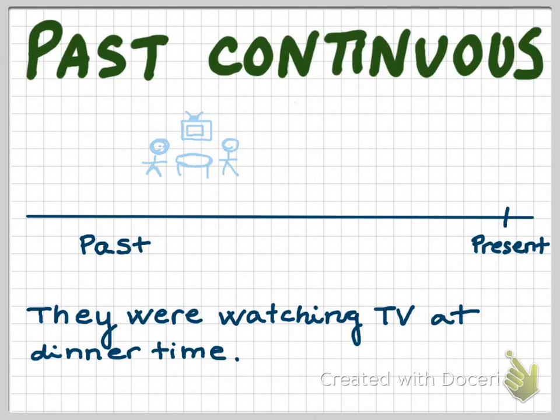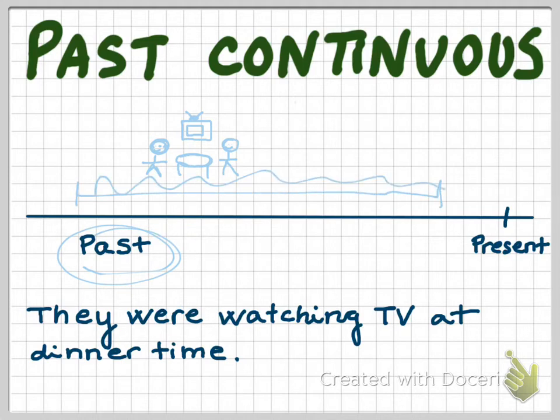Even if it seems a bit repetitive, I want you to remember, especially when you are writing, that we use the past continuous to talk about actions that happen in the past at a certain amount of time. For example, my parents were watching TV at dinner time. That means that they were watching TV, for example, from 9 p.m. to 9:30 p.m. while they were having dinner.